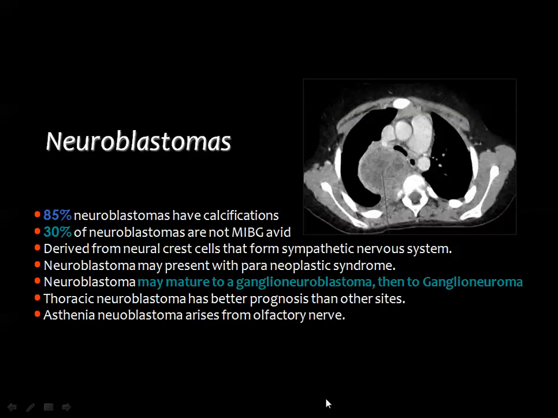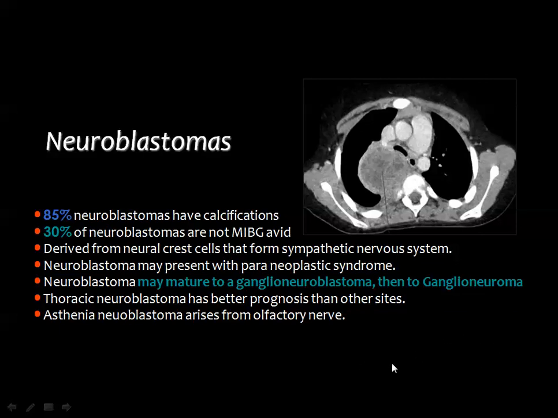Then 85% of neuroblastomas show calcium, but by CT. You know, CT is much more sensitive than X-rays for detection of calcium. About 30% of neuroblastomas are not MIBG evident, and this is the radioisotope which was used before for the detection of neuroblastoma whenever you are suspecting this disease.